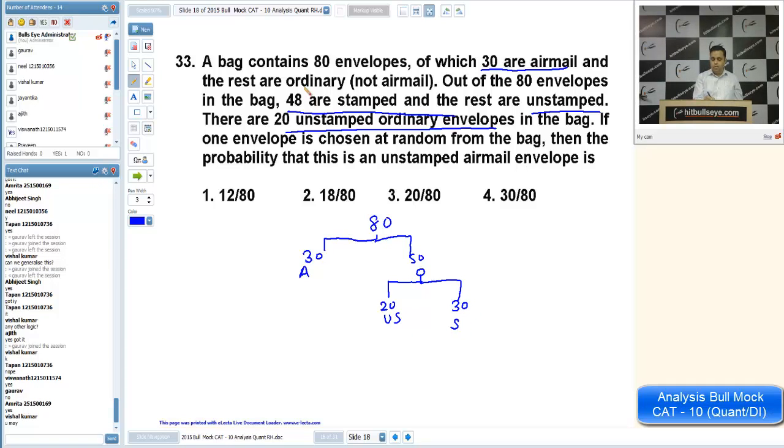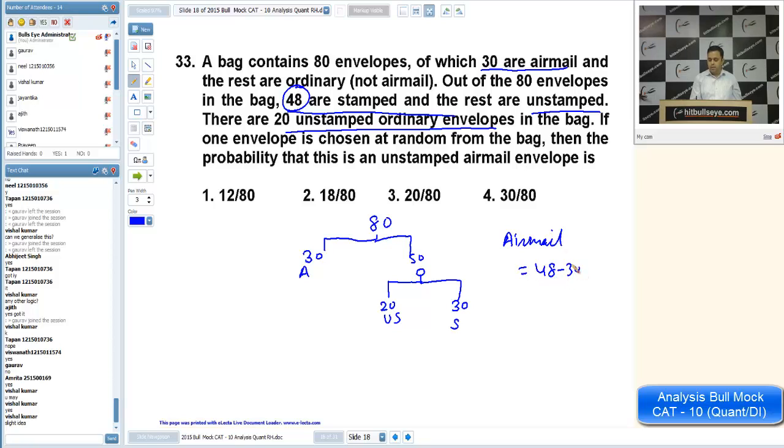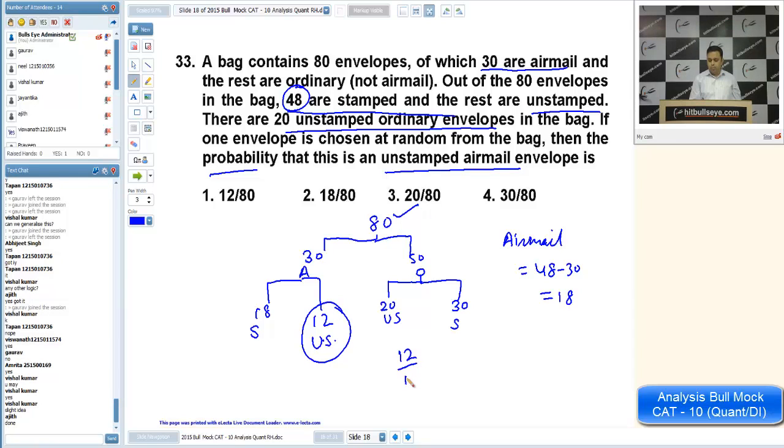And since there are 48 which are stamped, out of these 48, 30 are ordinary which are stamped. That means the airmail which are stamped will be equal to 48 minus 30, or 18. So 18 are stamped and the remaining 12 are unstamped. The question is asking about the probability that this is an unstamped airmail. So there are 12 unstamped airmails out of 80. So probability will be equal to 12 divided by 80.